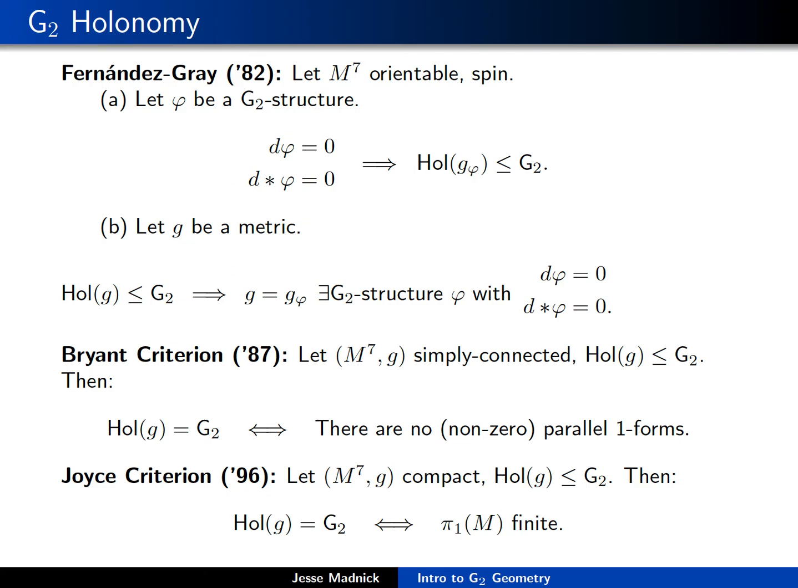The proof of Bryant's criterion, if I remember correctly, is an application of Berger's list together with the holonomy principle mentioned earlier, whereas Joyce's criterion is also an appeal to Berger's list together with, I believe, the Cheeger-Gromoll splitting theorem.